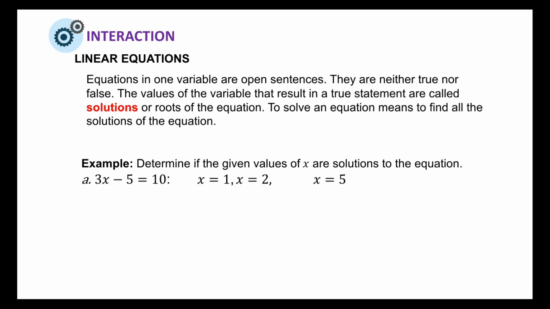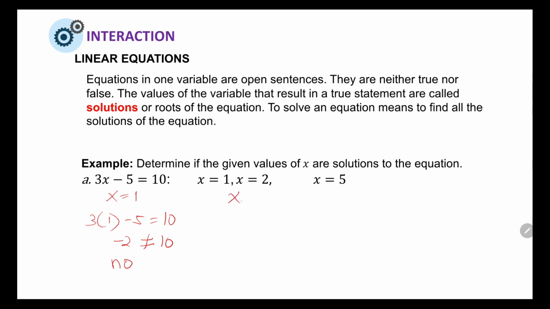So we have here the equation 3x minus 5 equals 10. To determine if the values of x are solutions to the equation, we have to substitute them in the equation. So for x equal to 1, this is 3 times 1 minus 5 equals 10. 3 times 1 is 3, minus 5 is negative 2, and negative 2 is not equal to 10. So x equals 1 is not a solution to the equation.